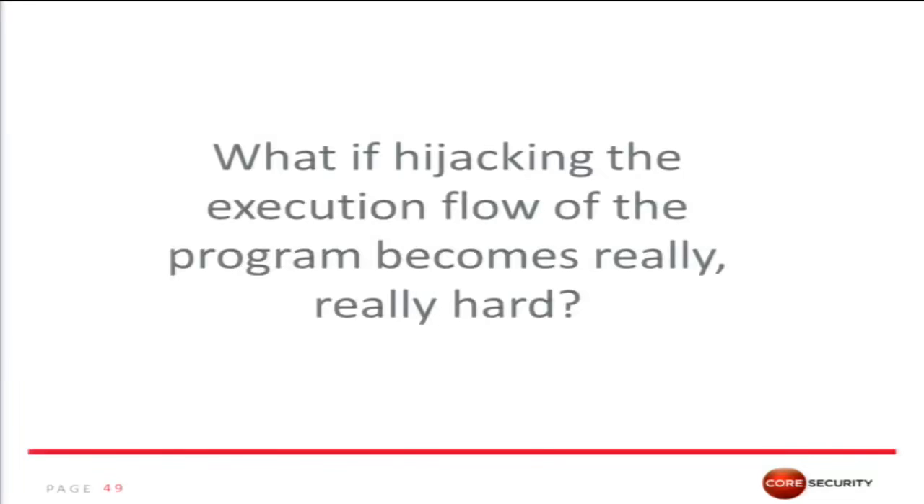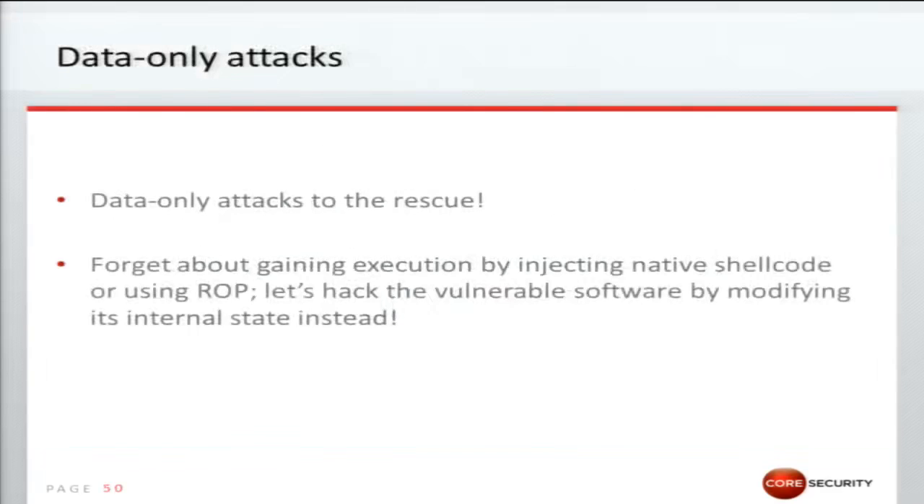So the question here is, what if hijacking the execution flow of a program becomes really, really hard because of mitigations such as Control Flow Guard? Well, we still have data-only attacks. Here, we are ruling out gaining code execution by injecting shellcode or using ROP. Instead, we are focusing on hacking the program by modifying its data, that is, by modifying its internal state.